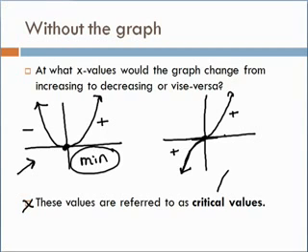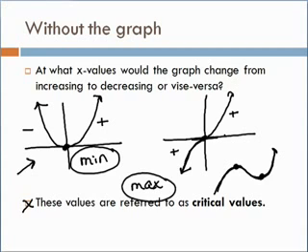Now the other one that I don't have shown here would be a maximum. So if I have a curve that looks like this, it's increasing, and at this point it switches to decreasing, and at this point it switches to increasing again. So we could also have changes in direction from increasing to decreasing or vice versa at maximums.